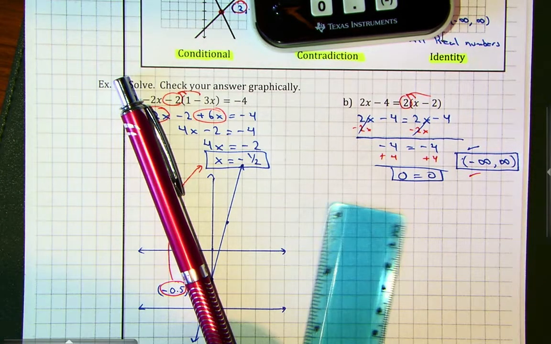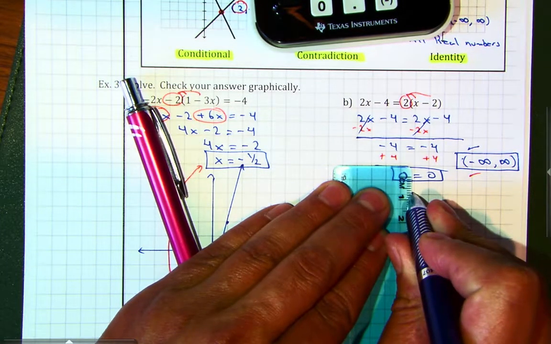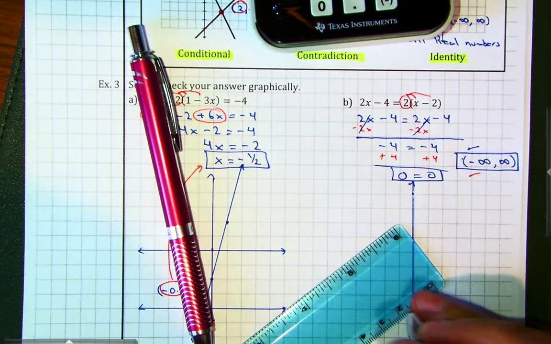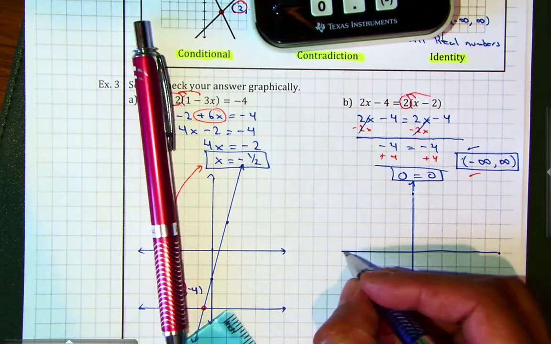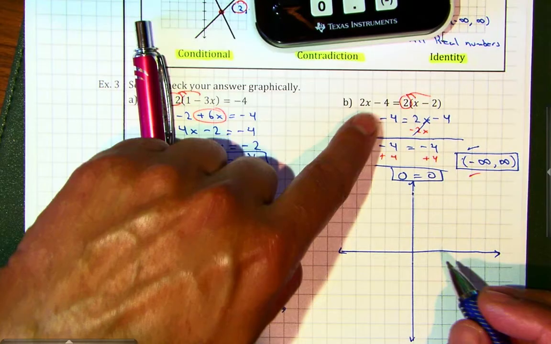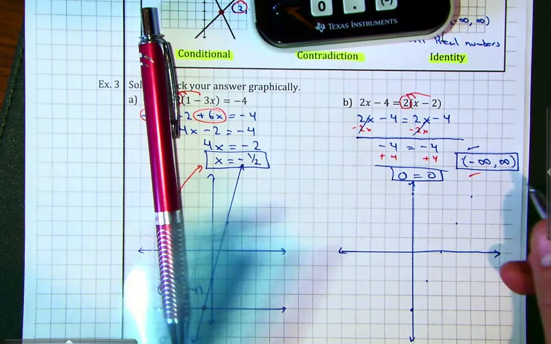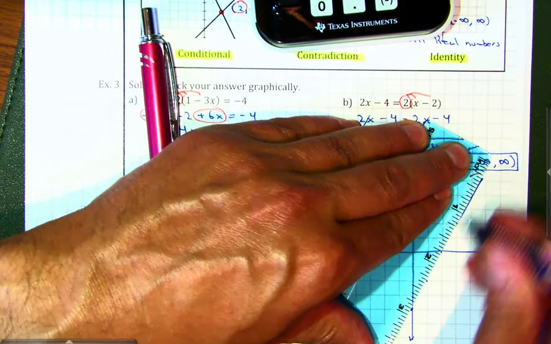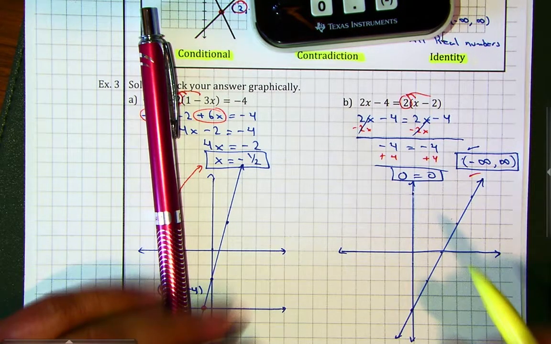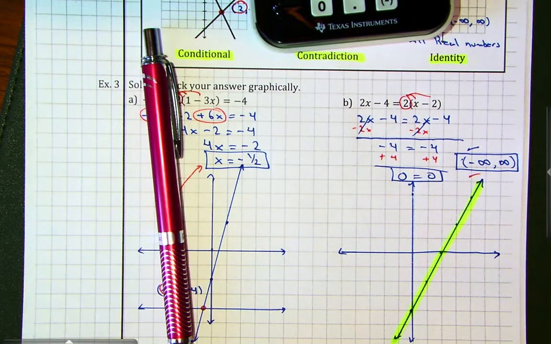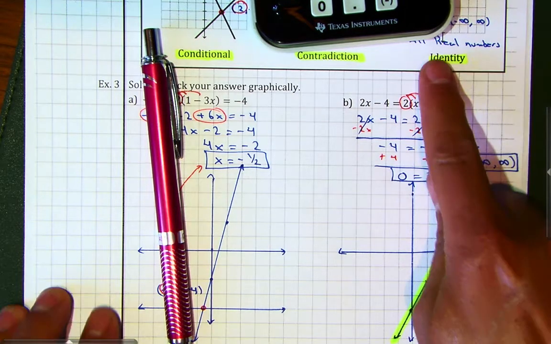Now, let me go and graph it. I'm going to make a 5x5 graph. 2x minus 4, negative 4, up to the right 1. And in this case, we know that at this point the graphs are exactly the same. So we have an infinite number of intersections. We have an infinite number of solutions. The solutions are from negative infinity to positive infinity, or we can say all real numbers.